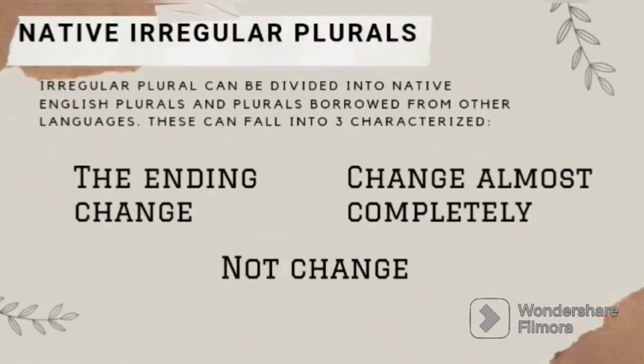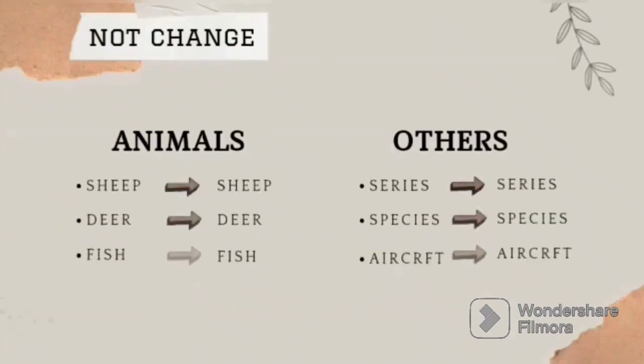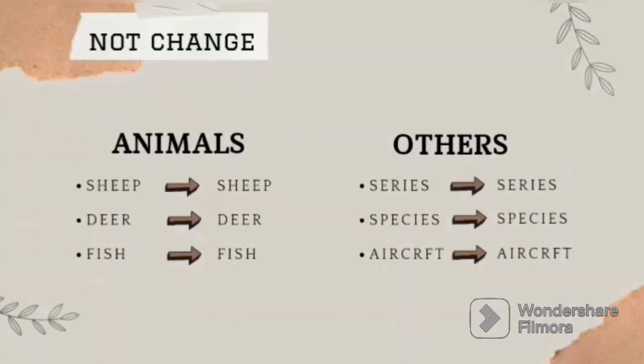And finally, the last one is when the word doesn't change. It can be seen in animals like sheep, because you can say one sheep or 10 sheep, it's the same. Another example is deer, deer, fish, fish, shrimp, it's the same. And others like series, one series, two series, five series, and species, and aircraft.